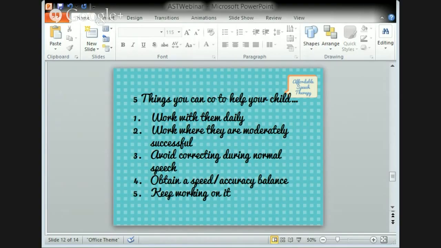Okay, anyway. Number 5, keep working on it. Yes, consistent daily practice. Believe in your child's ability to get the sound, believe in yourself, and just stick with it. The grit that you have as a parent in terms of sticking with this really pays big dividends.